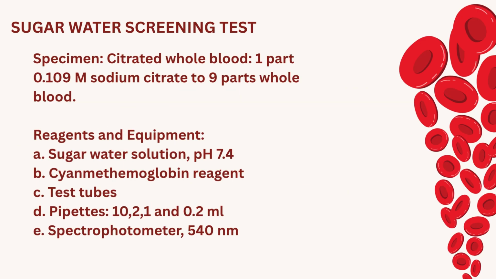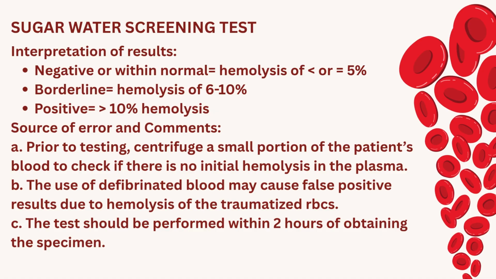So the specimen is citrated whole blood. For the interpretation of results, negative or within normal if the hemolysis is less than or equal to 5%, borderline if the hemolysis is 6 to 10%, and positive if greater than 10% hemolysis.